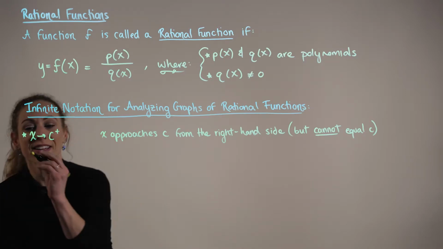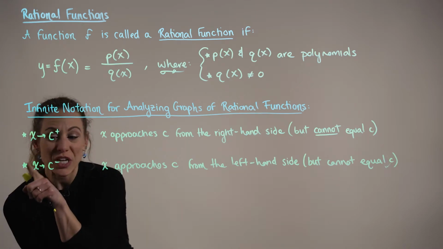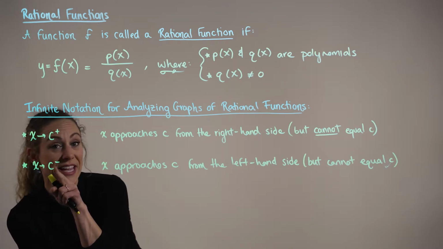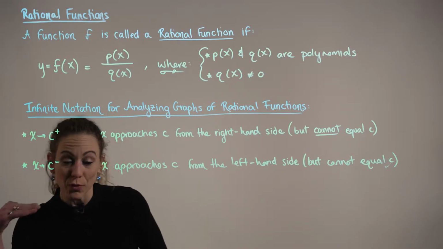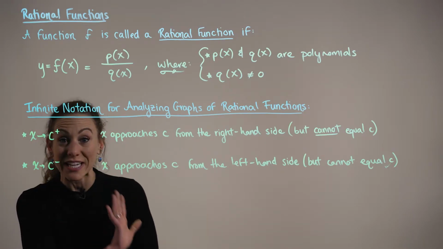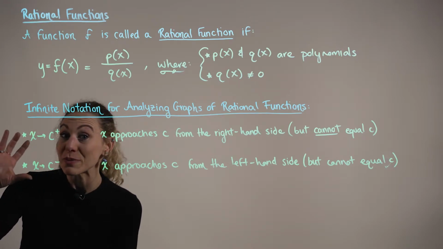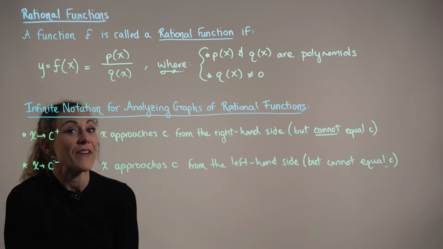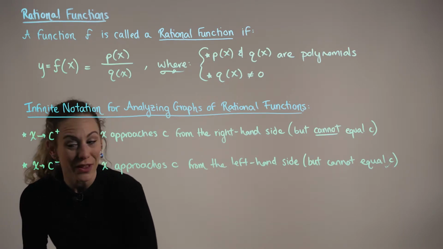And similarly, this new notation says that x is approaching c from the left-hand side. Again, x can approach and get infinitely close from the left, but it can never equal c. So this is the infinite notation we're going to be using for those undefined values. Now, similar to polynomial functions, we have the following.